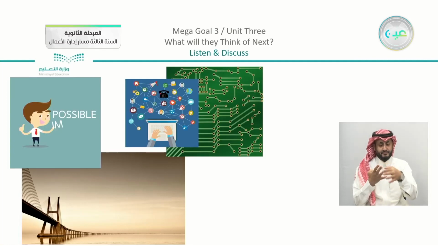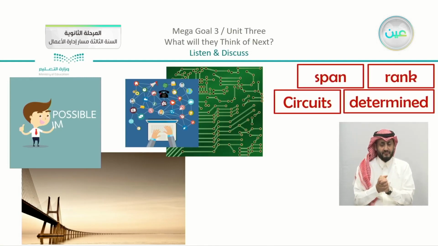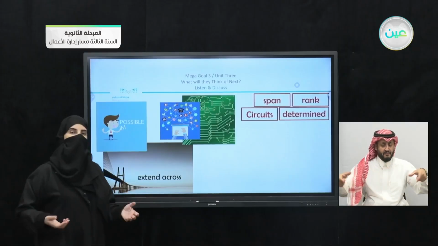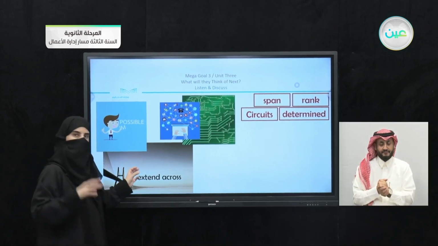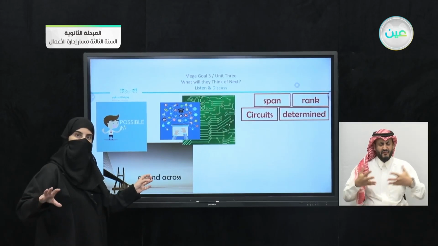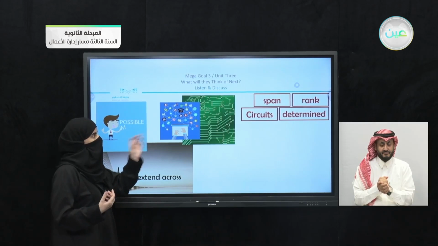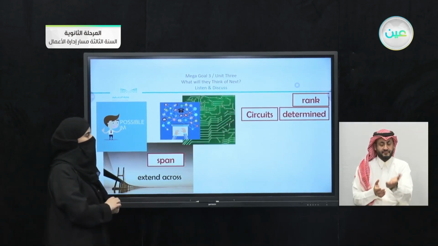Now moving on, we have the 4 words left. You can see that we have 3 pictures here. Now we're going to see what are the words left. We have here span, rank, circuits, and determined. So let's start with the first picture here. Now we say that this bridge here, do you remember when we talked about bridges and what is the idea of a bridge? It connects one place and another. So we can say that it extends across an area to just connect the 2 areas. Now here, what is the closest word for the meaning of extend across? Yes, if you have got it correctly, we have the word span, correct.